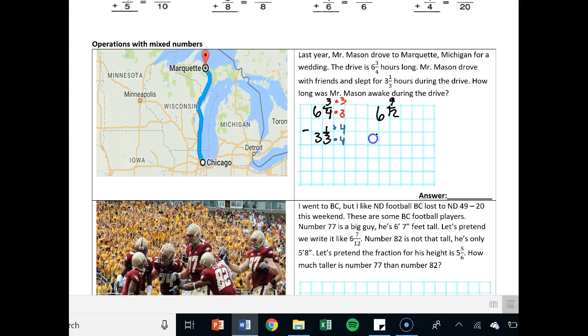9/12 minus 3 4/12. And when you are subtracting mixed numbers, you subtract the fraction parts and then the whole number parts. So 9 minus 4, that's 5/12. And then 6 minus 3, that's just 3. So 3 5/12 hours, right? So a little bit less than half the trip, right?